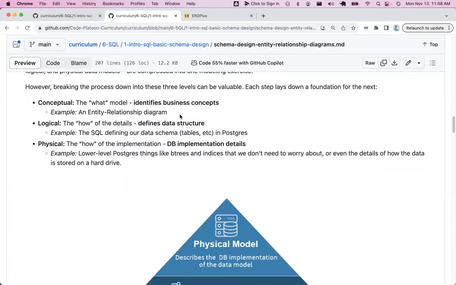A data model, you can break down into three parts. A conceptual model identifies concepts, and we're going to use an entity relationship diagram to build that. A logical model defines our data structure, like the data schema that you all just built. And then there's the physical level, which is even lower level Postgres stuff, like indices and where on the hard drive things are stored. There's some flex, like when we get to Django, we work with Django models, which becomes the logical part, and we don't even worry about writing SQL ourselves.